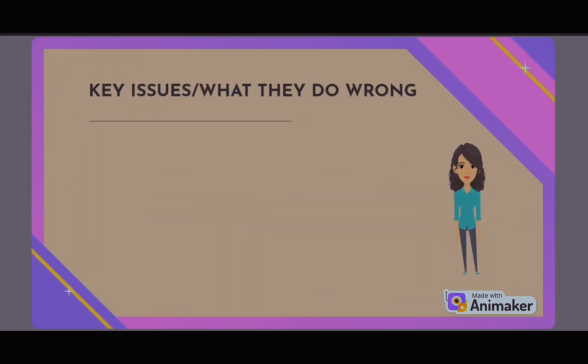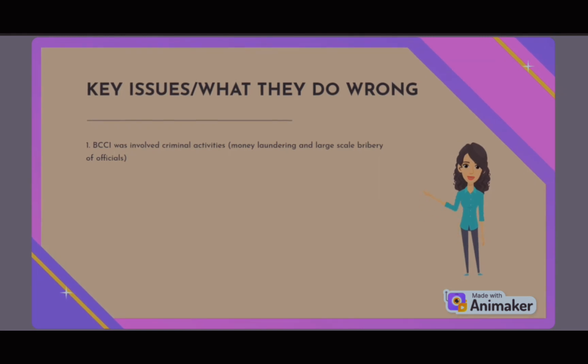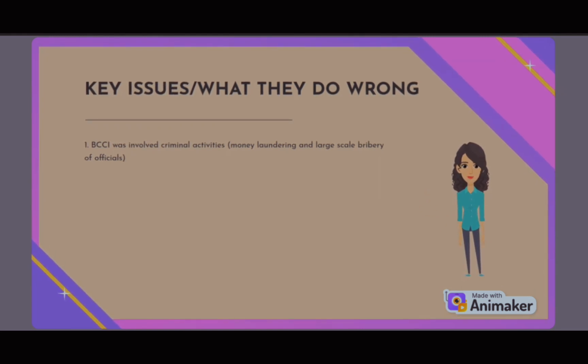Key issues, or what they did wrong. First, BCCI was involved in criminal activities, including money laundering to the extent of billions of dollars in Europe, Africa, Asia, and the Americas. They also engaged in large-scale bribery of officials in most of those countries.